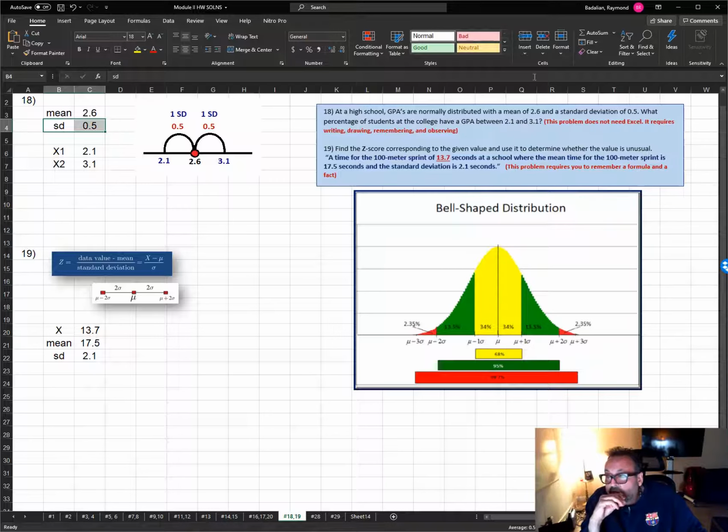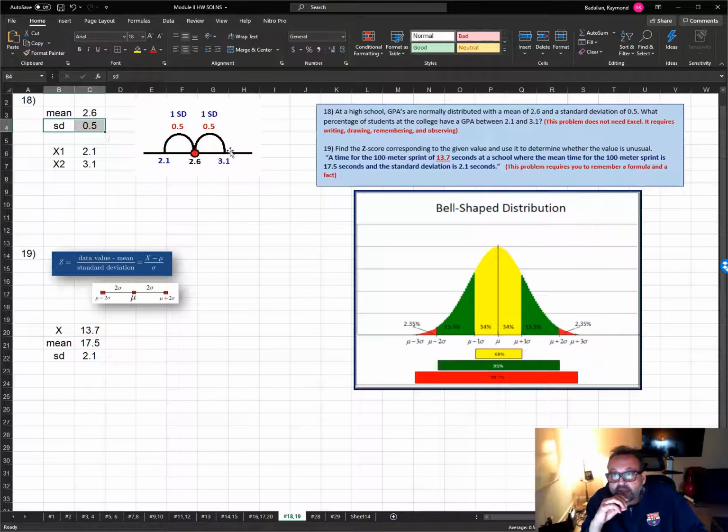So all you have to do is figure out how many standard deviations 2.1 and 3.1 are away from the middle. If it's 1, then the answer is 68. If they are 2 standard deviations away, then the answer would be 95. If they are 3 standard deviations away, the answer will be 99.7. So if I did a little diagram for you here, I have the average as 2.6, and I have the standard deviation as 0.5 in both directions, left and right.